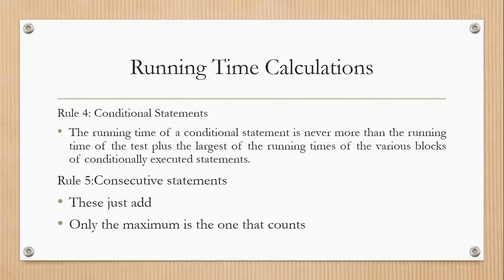Next, in case of conditional statements, we consider the worst case, that is, the running time of a conditional statement is never more than the running time of the test plus the largest of the running times of the various blocks of conditionally executed statements. And last, in case of consecutive statements, we just add the complexities and choose the maximum one. For example, if we have a statement which is of the order of n plus another statement having time complexity order of n square, then overall complexity will be big O of n square.